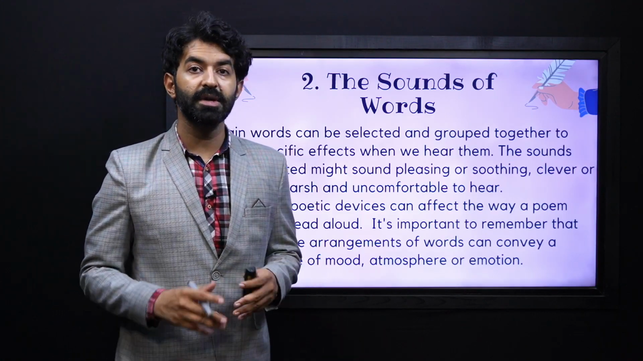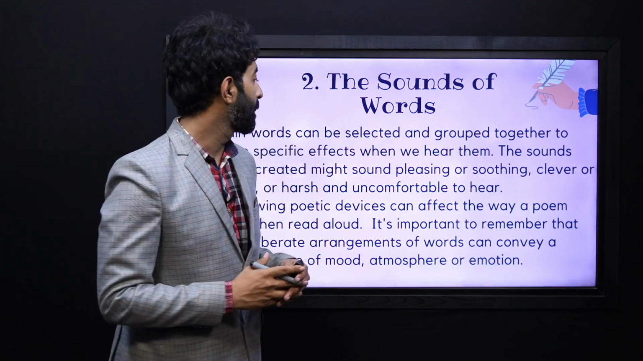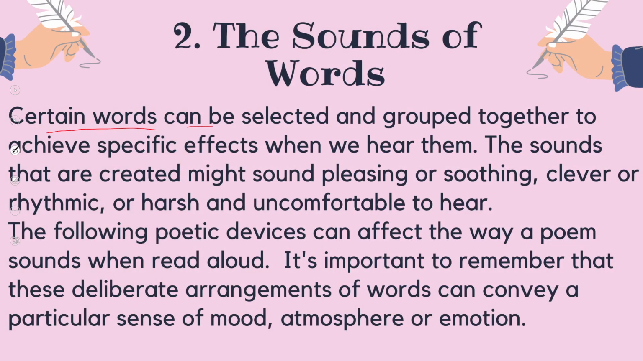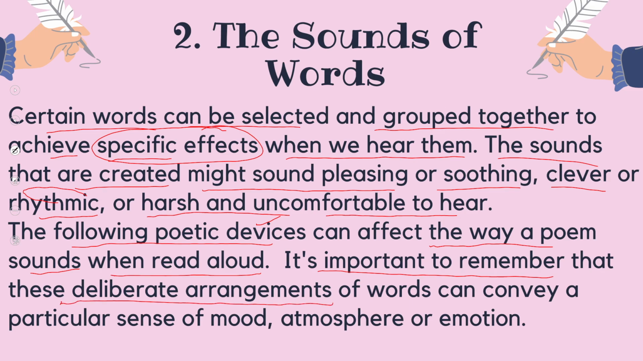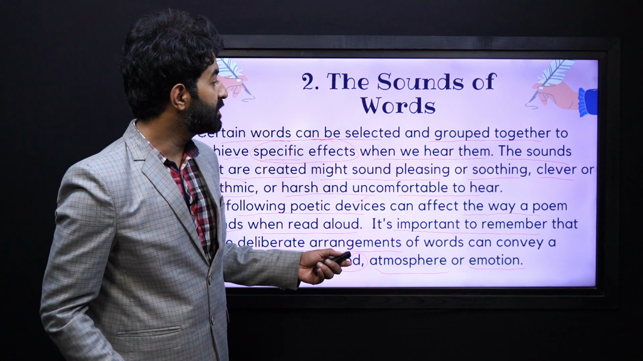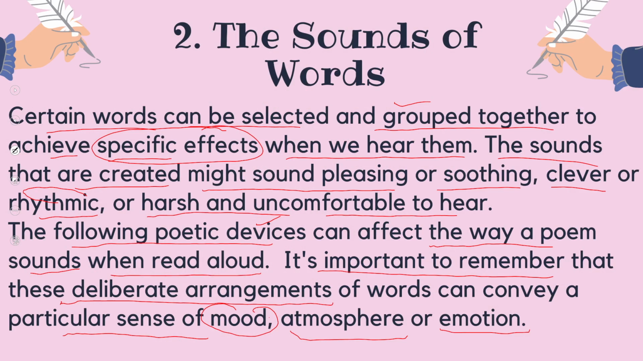Now let's talk about the second thing, which is sound of words. Now certain words can be selected and grouped together to achieve specific effects. When we hear them, the sounds that are created might sound pleasing or soothing, clever or rhythmic, or harsh and uncomfortable to hear. The following poetic devices can affect the way a poem sounds when read aloud. It's important to remember that these deliberate arrangements of words can convey a particular sense of mood, atmosphere, or emotion. So, here we see that the words are grouped together to achieve specific effects.